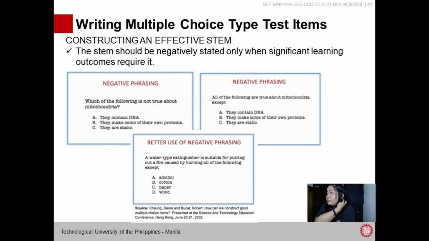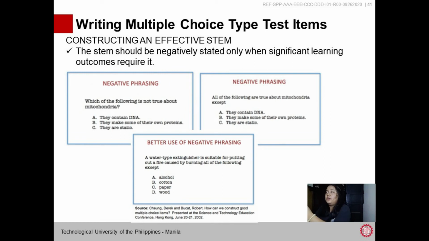So, kapag ginamit mo to, the students may not be able to understand if this is a negative phrasing o medyo mako-confuse sila kung isasagot ba nila yung tamang sagot, di ba? Or I mean, isasagot nila yung isa sa true na sagot, hindi yung false, hindi yung wrong answer, di ba? So, next one is negative phrasing. All of the following are true about mitochondria except, okay, they contain DNA, they make some of their own proteins, they are static. So, ganun rin.